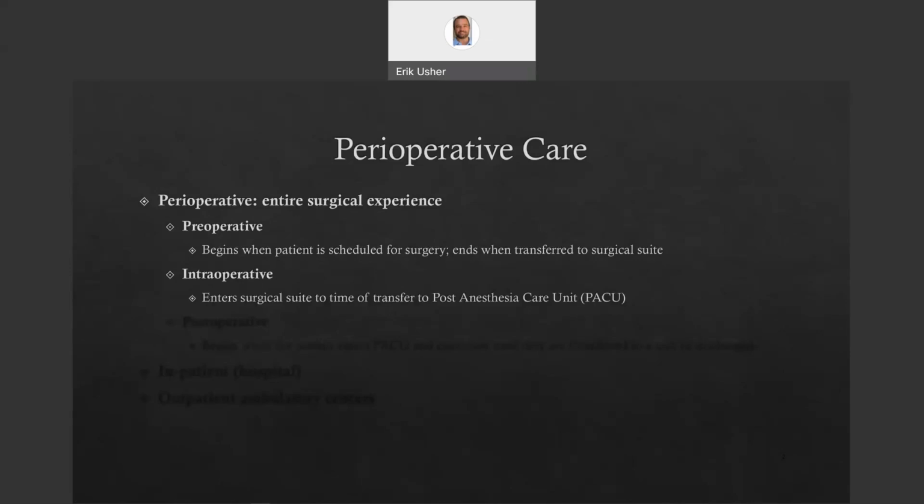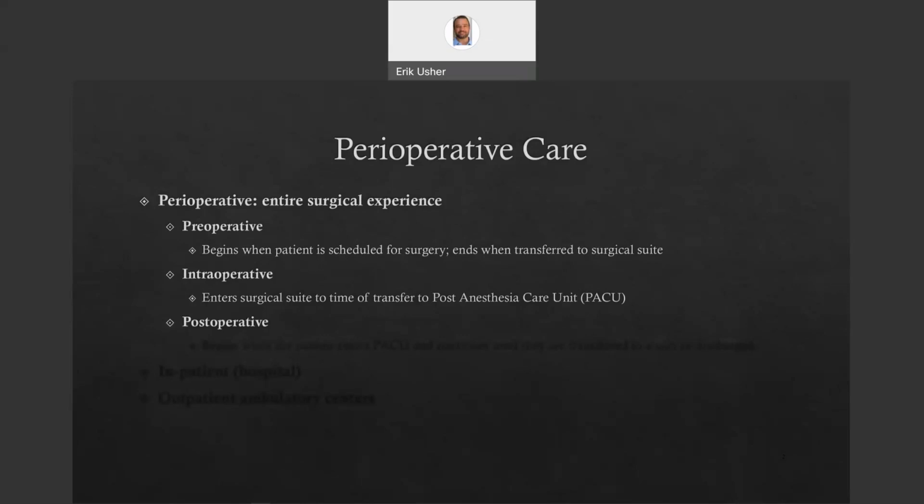In that particular phase, the patient enters the surgical suite and it extends all the way until the time where they're transferred to the post anesthesia care unit, or the PACU as it's affectionately termed. And it's important to note that even in that transfer period, that patient is still intraoperative because they're under the care of that operative team until that formal handover takes place at the bedside in the PACU.